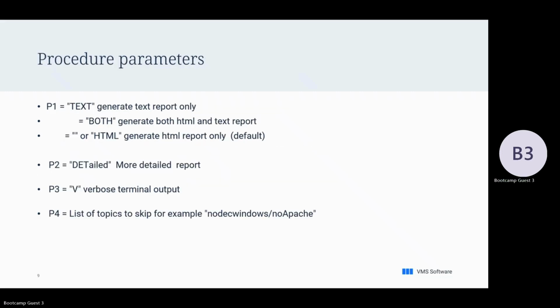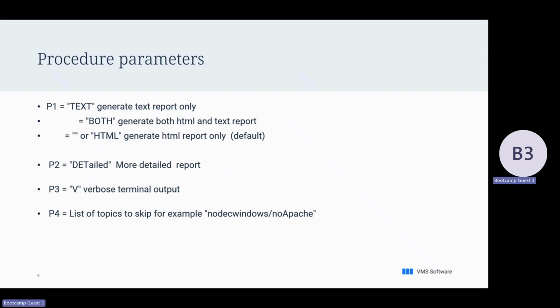So how do you use it? It is a standard DCL procedure. You have 4 parameters. Usually only the first 2 are used. The first one, if it is text, will generate only the text report. It can be just T or text. If you put B or both, it will generate both the HTML and text reports in the current directory. If you don't say anything or put HTML, which is the default, it will create only the HTML report.